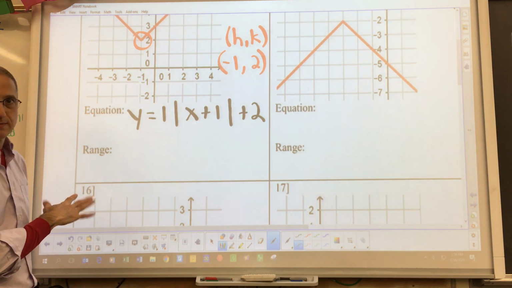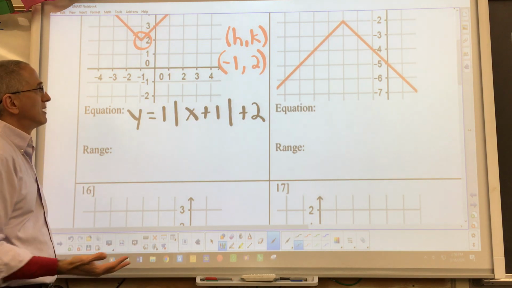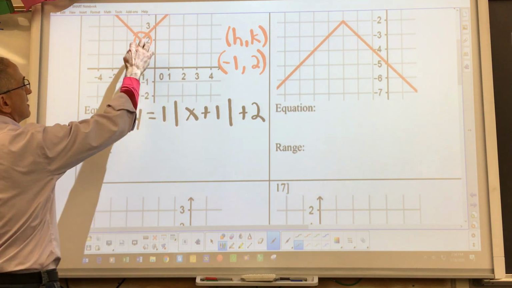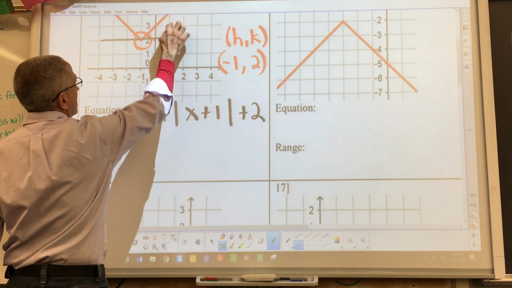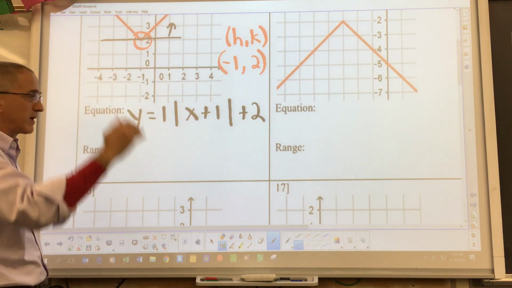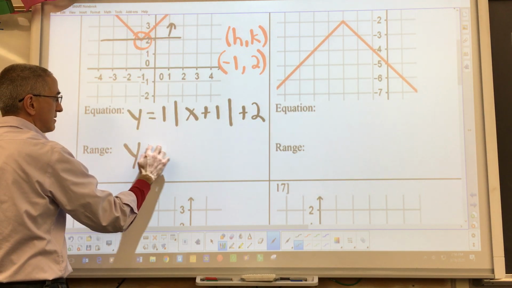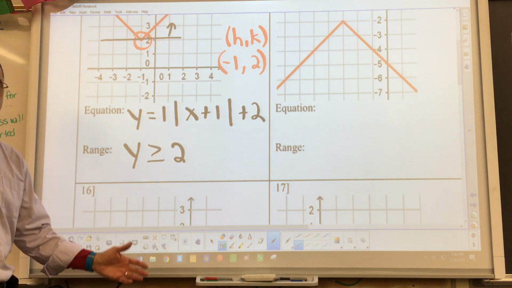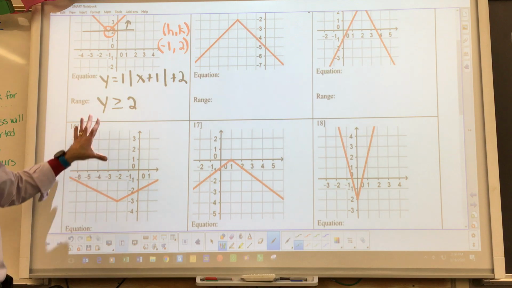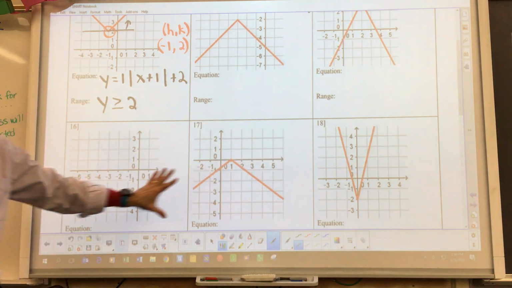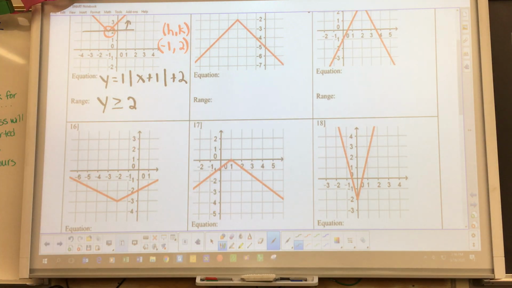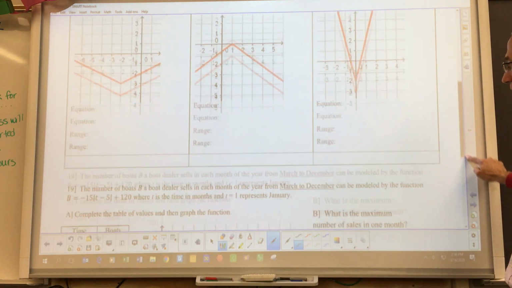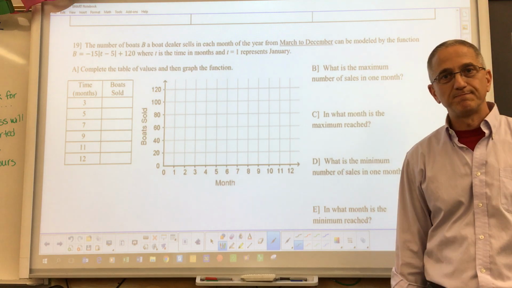And range, we're not going to deal with this much, but basically the range is saying, where are all your y values? Well, all my y values are starting at 2, going up. Y is all the values greater than or equal to 2. If you do that for these other 5 questions, that'd be very good practice. And then try out the word problem at the bottom. Okay?